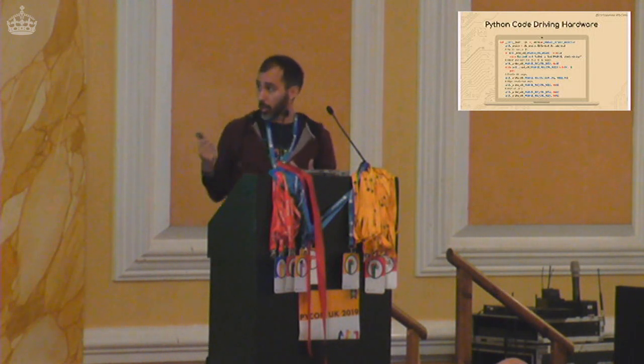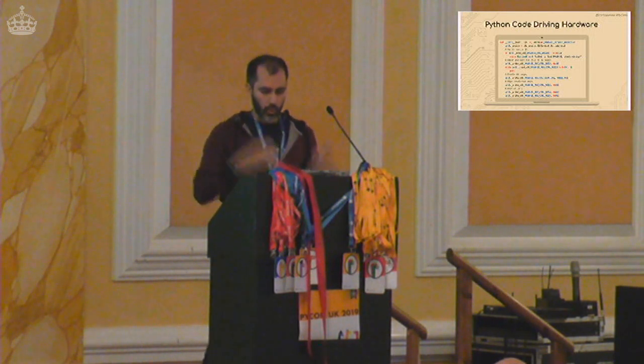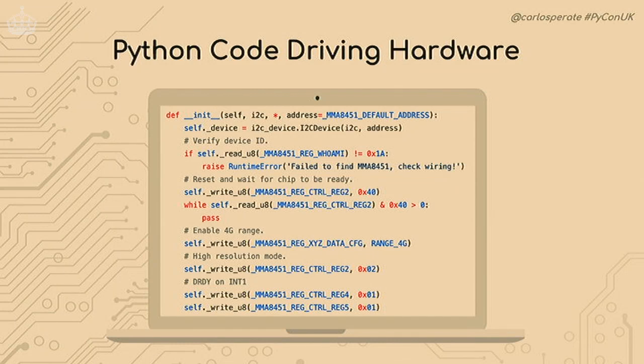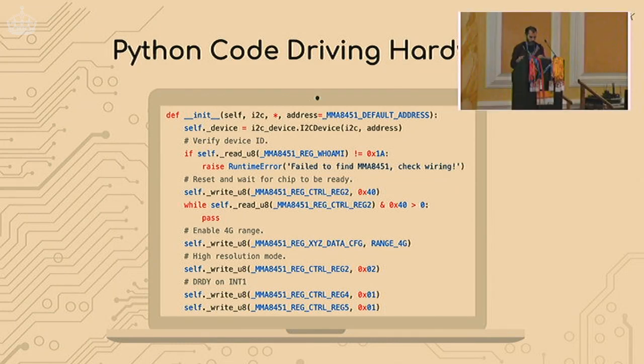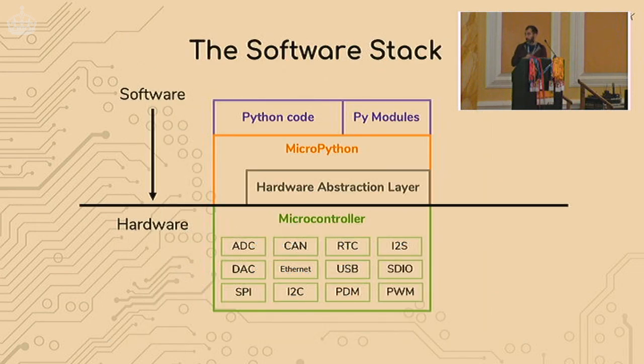Let's look at an example. This is a constructor for an accelerometer driver. It starts by initializing something called an I2C device. Then it reads some data and compares it against a magic number. Then it writes something, it immediately reads that back, and then in a loop it checks if that value has changed. If this is the first time you're seeing something like this, it may be a little bit confusing. So let's take a step back, and let's look at the software stack.